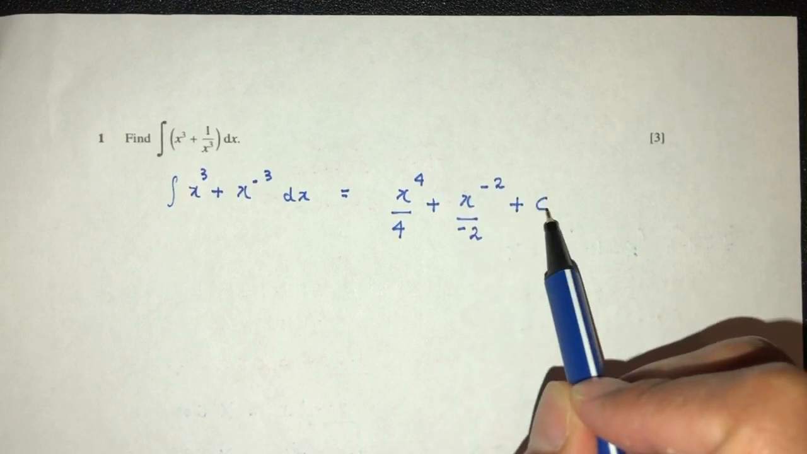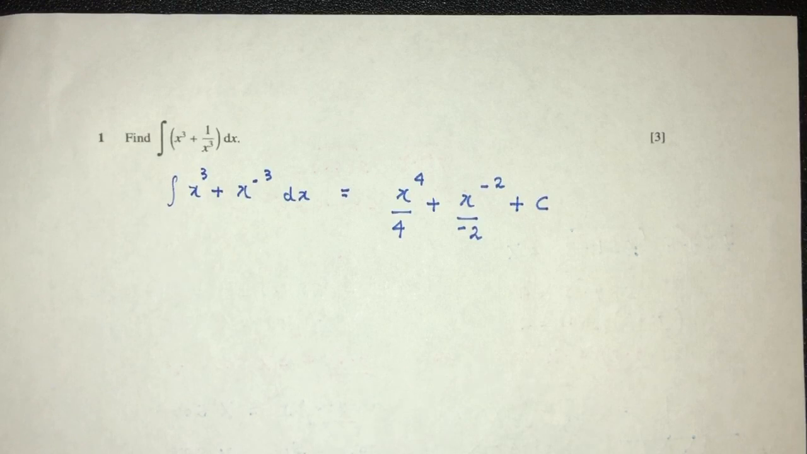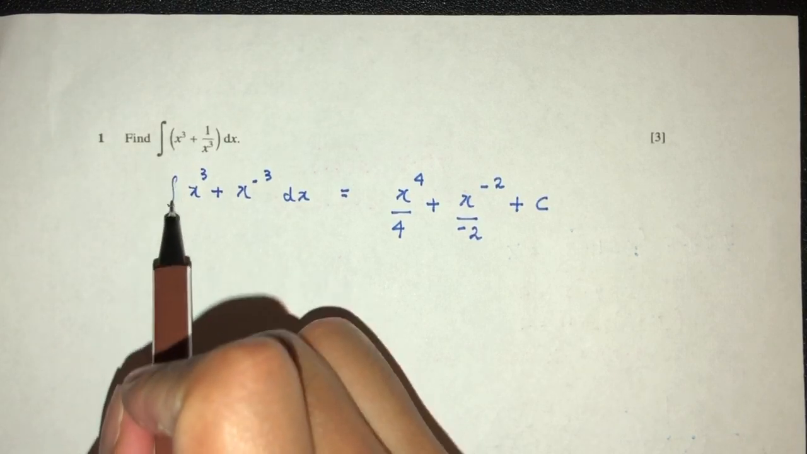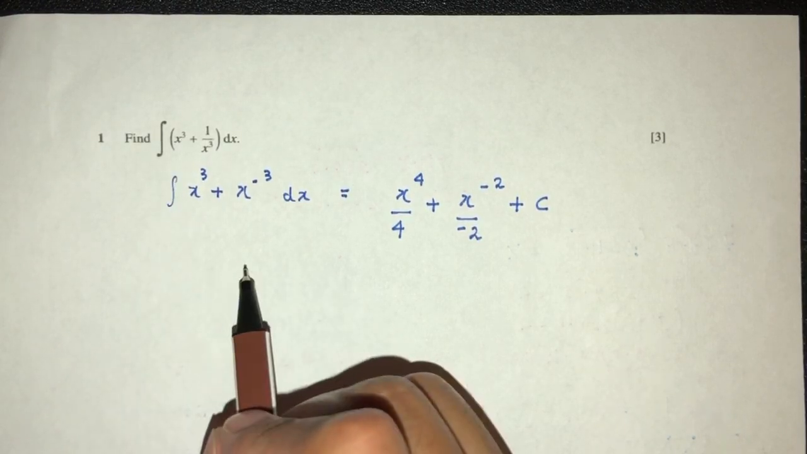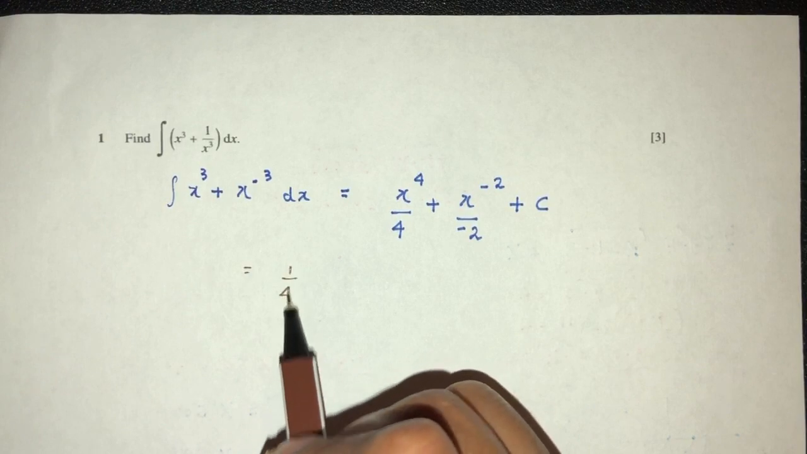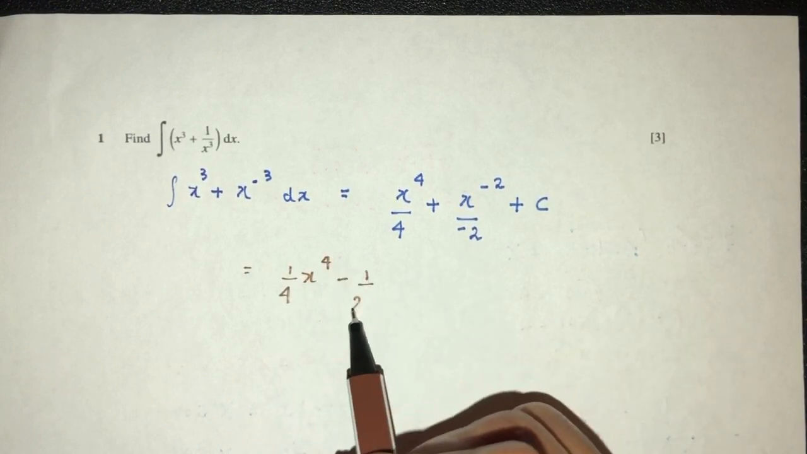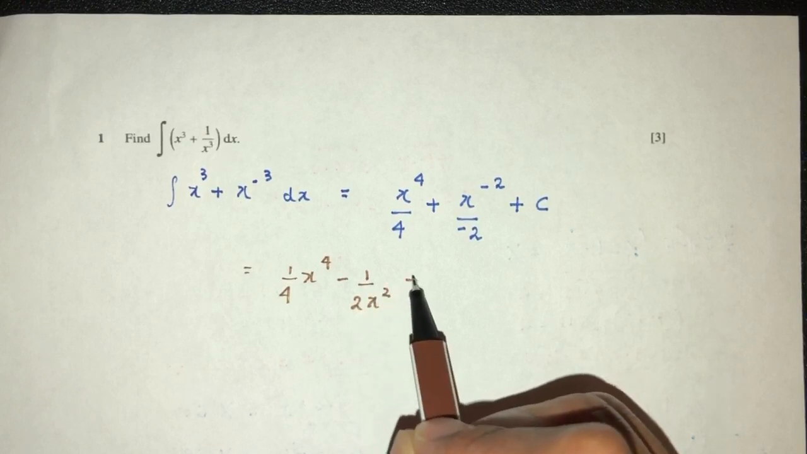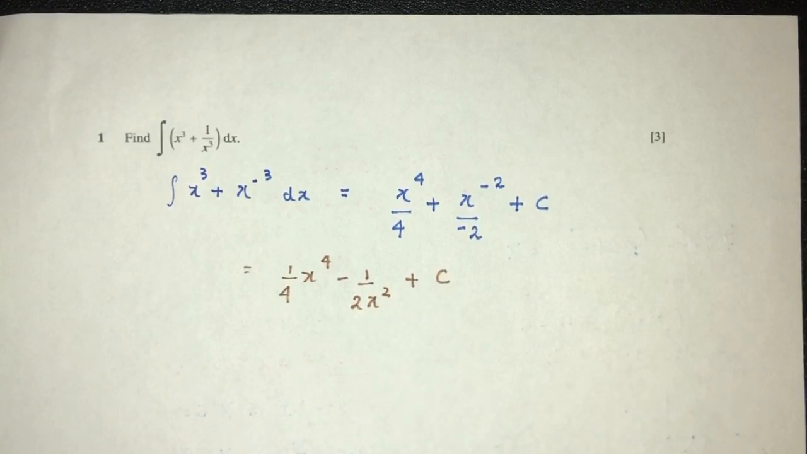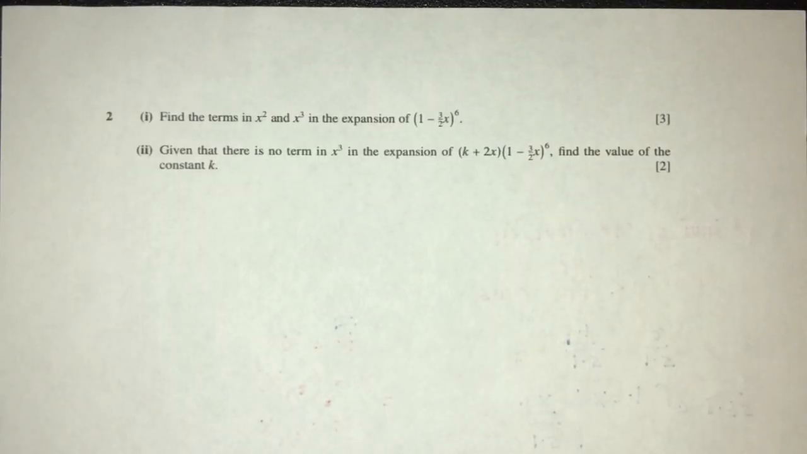And plus c obviously for the constant of integration, because we don't have any limits in this question. So your answer will be 1 over 4 x power 4 minus 1 over 2 x squared plus c. Okay, that will be the question in relation to integration. Now let's move on to the next question.